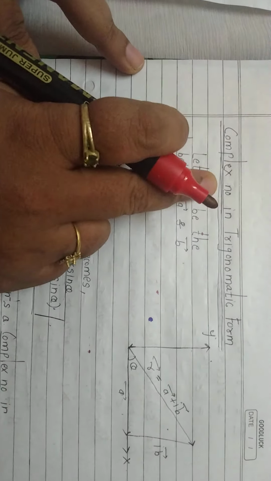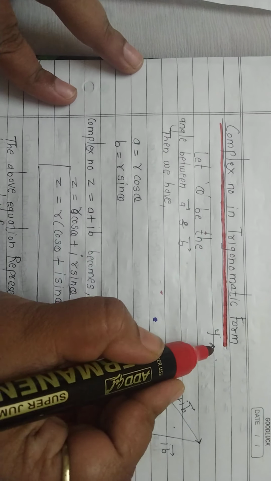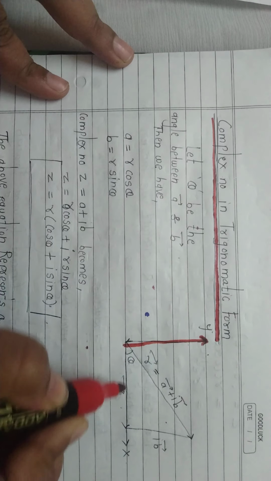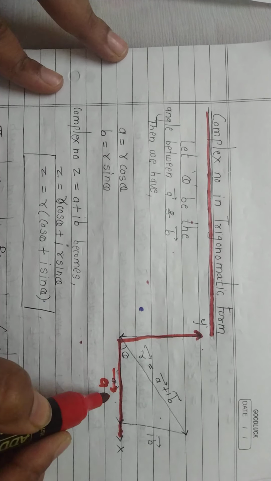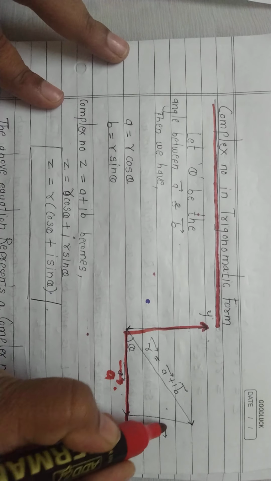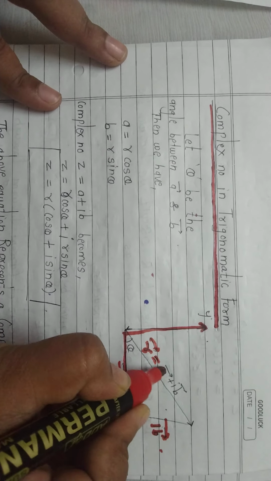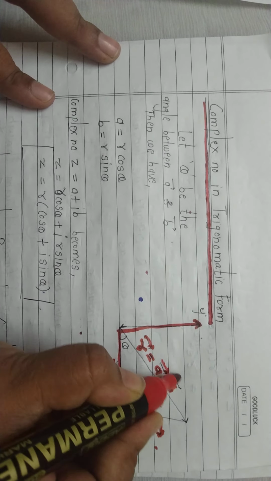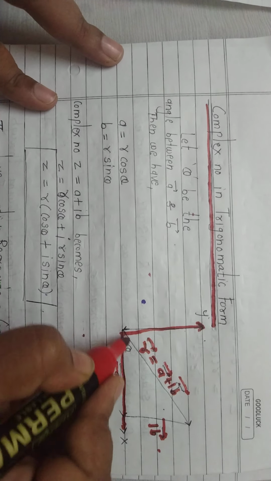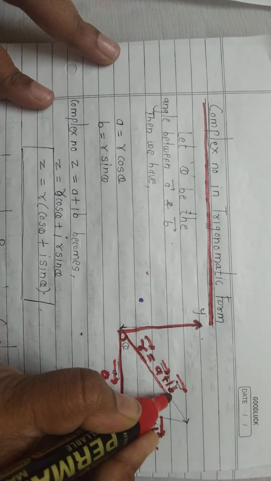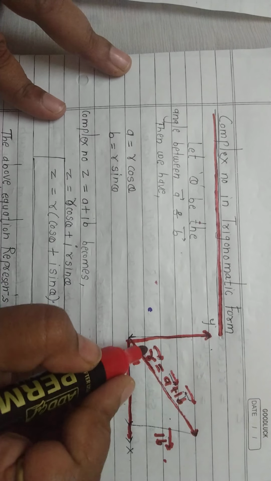Let us start with the complex number in trigonometric form. This is the imaginary axis, this is the real axis. A bar is on the real axis and ib bar is on the imaginary axis. So the resultant vector is r bar is equal to a bar plus ib bar. Theta is the angle between a bar and r bar.